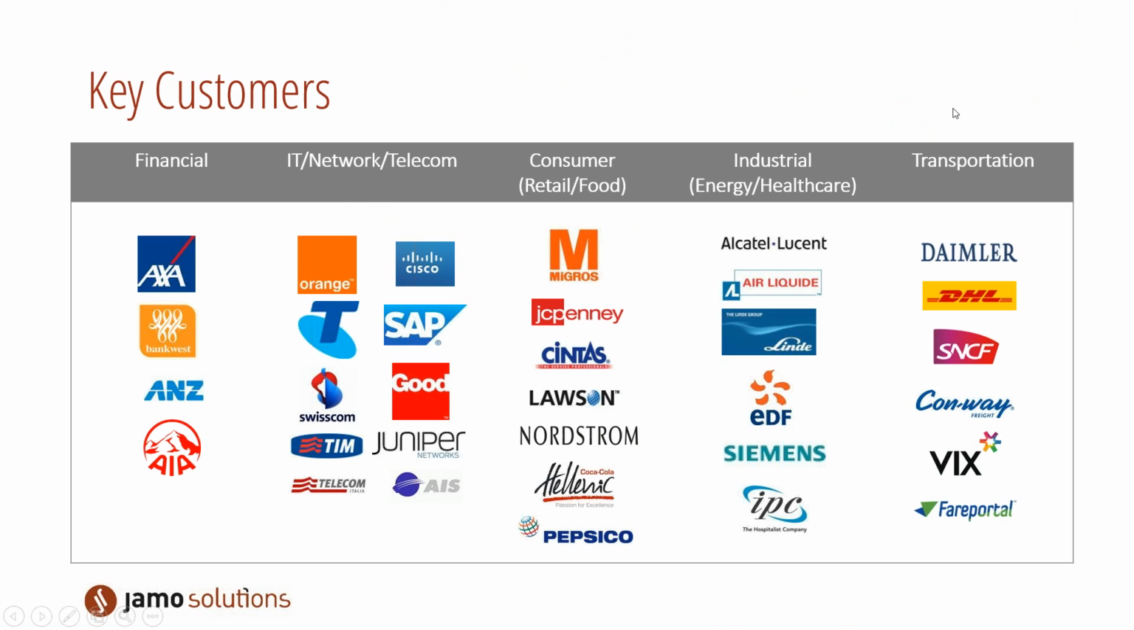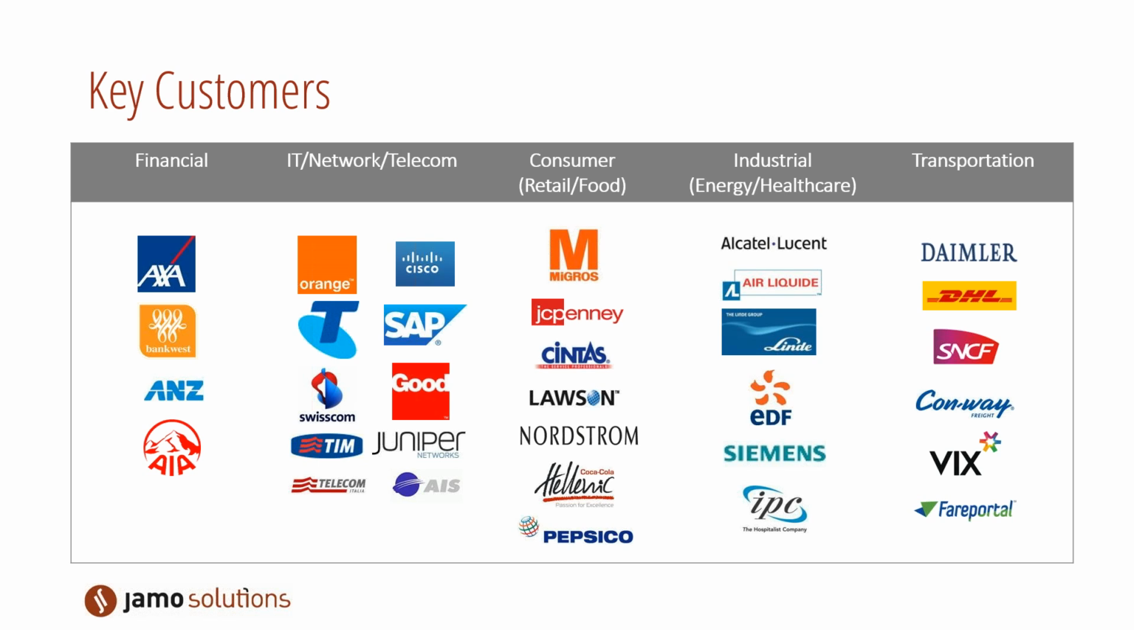Okay, so let's talk about Jamo Solutions. Jamo Solutions is a company that specializes in testing of the mobile end user experience. We allow you to automate your mobile test cases. So if you are a brand or a company or an outsourcer and you've been tasked with assuring the quality of a mobile application, Jamo Solutions is there to help you.